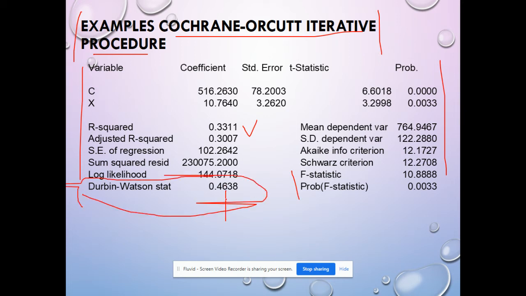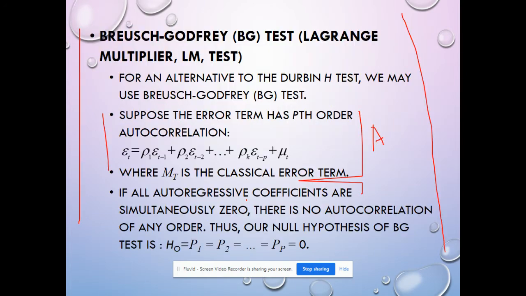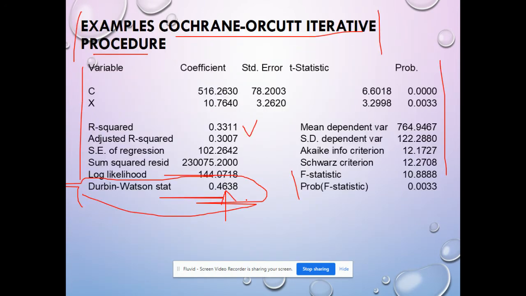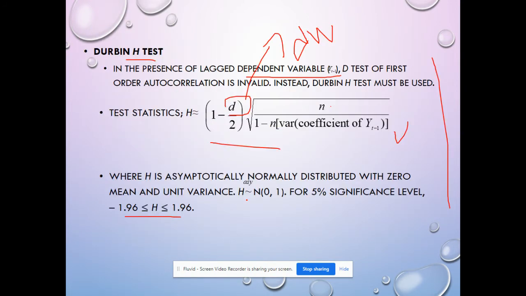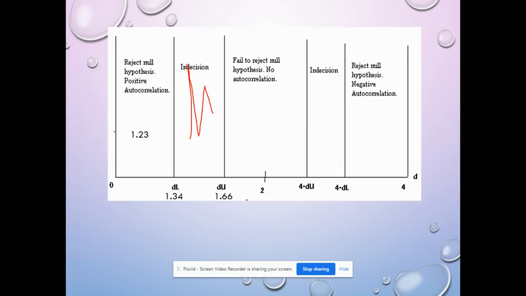The Durbin-Watson here, if we follow the value just now, is 0.4638. Remember this result, 0.4638. Let me go back to the graph or the figure. 0.4638 will be somewhere here, right? Surely it will be here. So it means that you have positive autocorrelation.